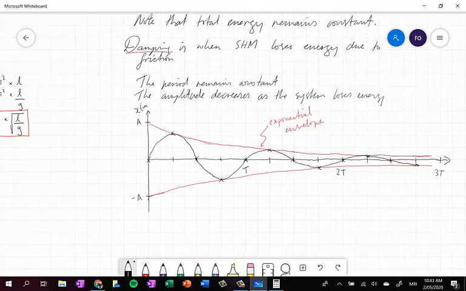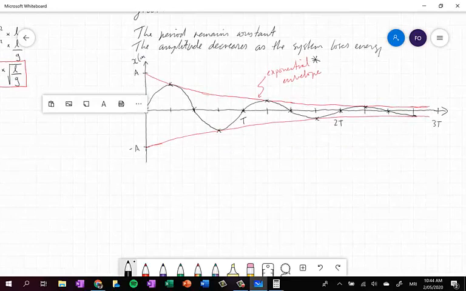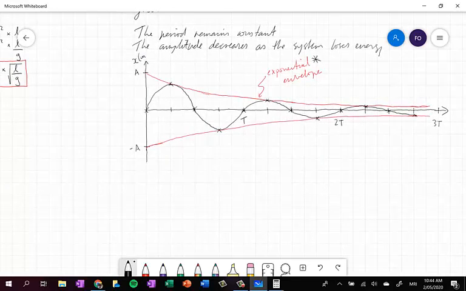This is a kind of tricky graph to draw, but if you draw in the envelope first, and it doesn't look like you've quite drawn a good exponential, then just make sure you label it to say that it's an exponential envelope. As the oscillations lose energy, the amplitude gets smaller and smaller because it's going to have a little bit less potential energy at each end, which means it's not going to get quite as far out. So that's basically what we need to know about damping, and that's the effect of friction on a simple harmonic oscillator.